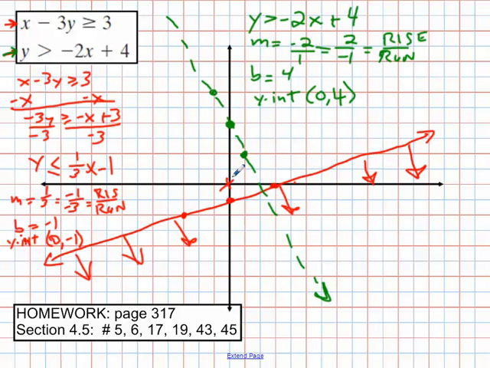Now I've got to use that same test point of 0, 0 to say, does it make sense? Does 0, 0 make sense in my inequality? So I'm going to rewrite my inequality: y is greater than -2x plus 4. And substitute in y equals 0, because that's my test point, greater than, with a question mark on top of it, -2 times x. X is 0, so 0 plus 4. Is 0 greater than 4? 0 is not greater than 4, so our shading goes over here on this side.